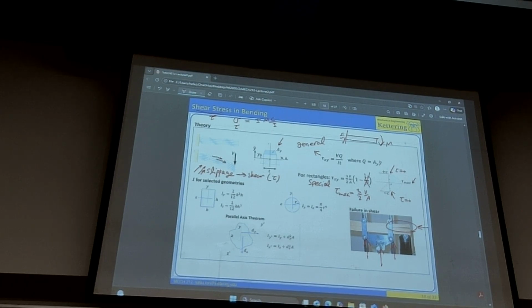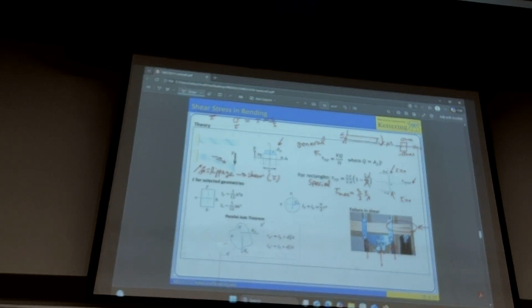But for normal stress, we already went over that. If you push it downward, we have sigma max on top, negative sigma max on the bottom, and 0 on the neutral axis. So really, sigma and tau are complementing each other. If one is 0, the other one is max, magnitude-wise.